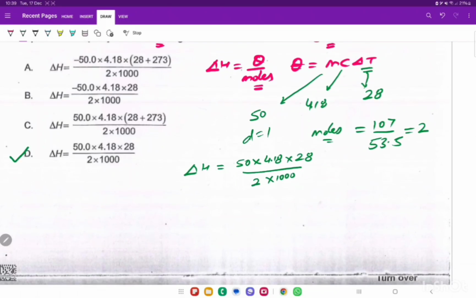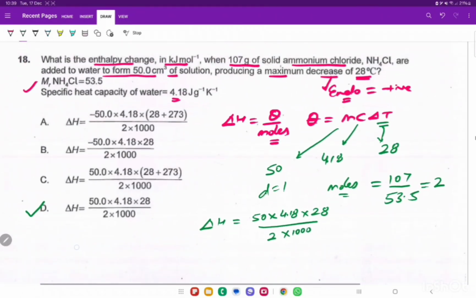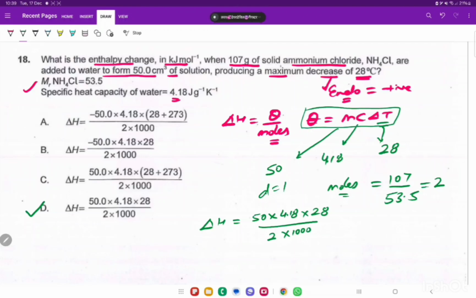Answer will be option D for question number 18. We find out Q. It's an endothermic reaction. We first find out the Q, and then we divide the Q by moles and 1000 because we want the answer in kilojoules per mole. Question 18, answer is D.